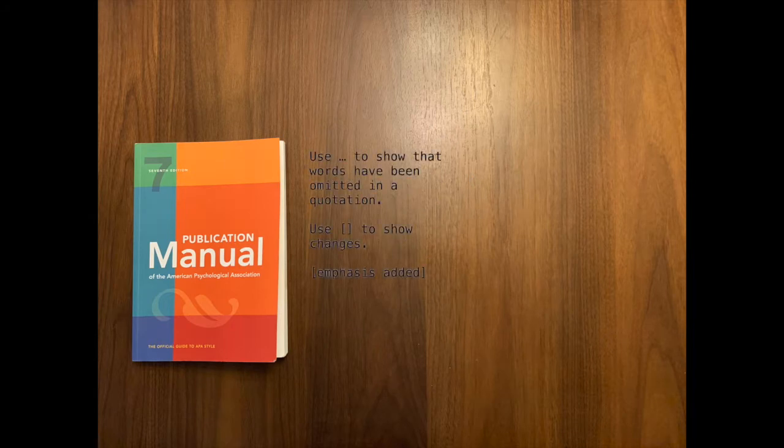To omit material from a quotation, use an ellipsis to show the words have been omitted in a quotation. However, do not do this at the beginning or end of a quotation.